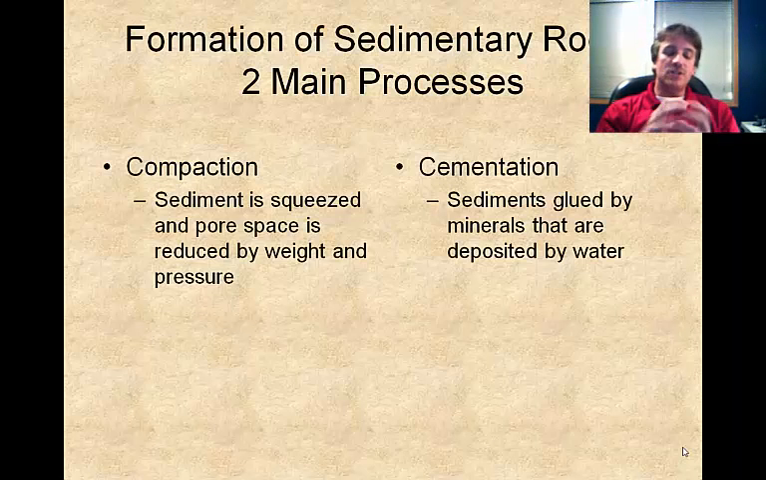Now, cementation is where it's glued together, usually in a rock by minerals. The water will flow through a rock, leave its minerals behind, and they'll help to glue that rock together. In a snowball, it's usually ice and water that freeze that makes a snowball hold together. So it works better to make snowballs with your bare hands and not your gloves.